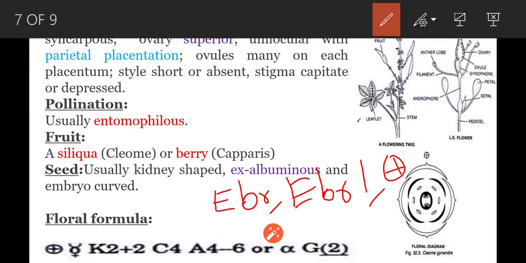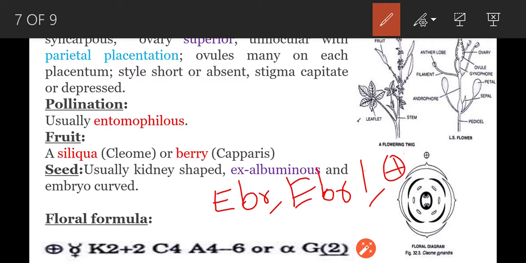Next, androecium. It varies. Generally 4 to 6 stamens are found in Cleome gynandra. Otherwise, they are infinite. Next, gynoecium. Gynoecium is bicarpellary syncarpous, so that we put a bracket to 2. Next, superior ovary. Because of superior ovary, we put a line below the G. G means gynoecium. Okay, this is about floral formula. This is all about floral characters of Capparidaceae family.